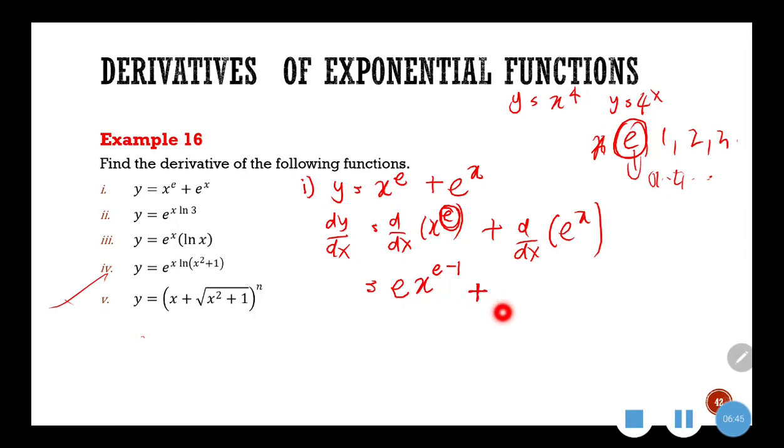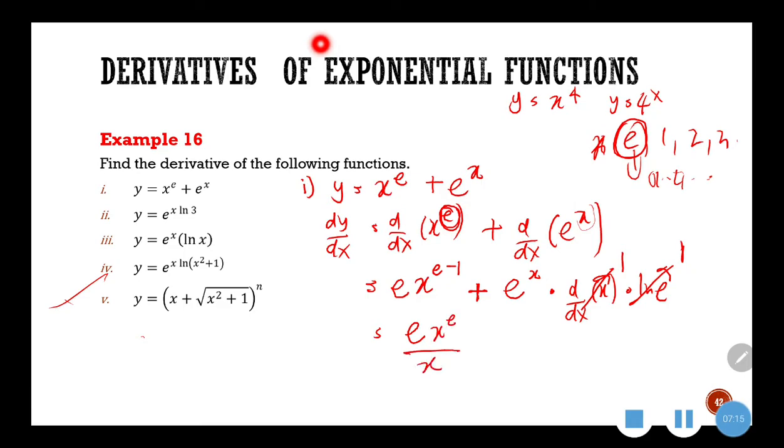Whereas for d dx of e to the power of x, macam kita discuss tadi, which is e to the power of x darab dengan the derivative of x. Differentiate x, you get 1. And then kalau nak tulis ln e, macam mula-mula kita derive tadi pun, yang ni is equals to 1. So maknanya jawapan kita adalah e times x to the power of e minus 1, maknanya you boleh je tulis over x kat bawah lah, plus e to the power of x. Alright, so this is the answer for number 1.